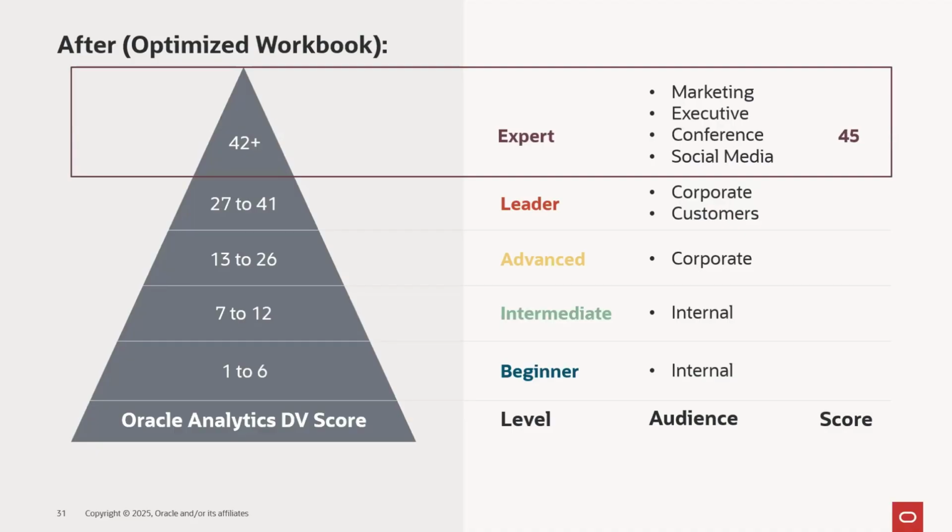Where we usually want you to be is at the corporate level, so leader level, score 27 to 41, or the corporate level, advanced level, 13 to 26. So sometimes just a little bit of tweaks can be relevant for your dashboard. But obviously, if you want to add everything, it will be something you can post on social media for marketing, and that is level expert.